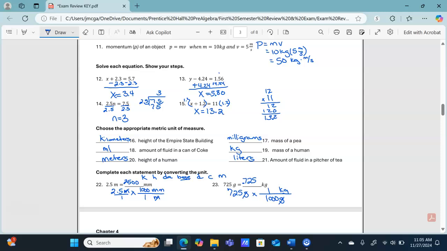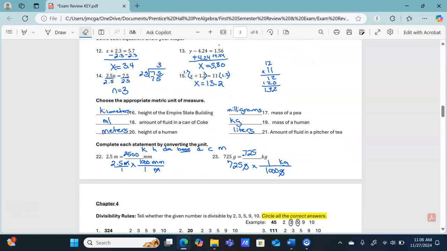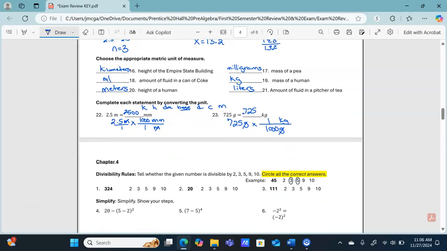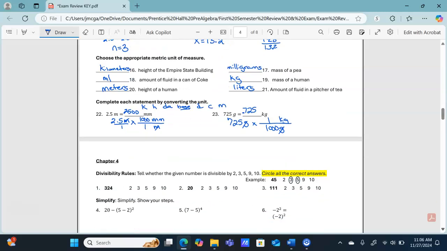Anytime you divide by a multiple of 10, all you do is move the decimal to the left. So if you divide by 10, you move it once to the left. If you divide by 100, there's 2 zeros, you move it twice to the left. If you divide by 1,000, you move it 3 times to the left. And if you're multiplying by factors of 10, like we did here, you move it to the right, however many zeros there are. Okay, our divisibility rules.